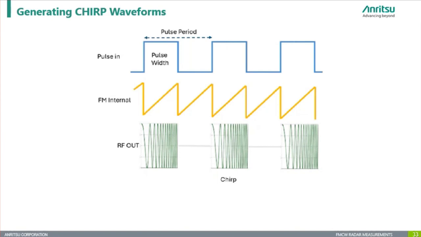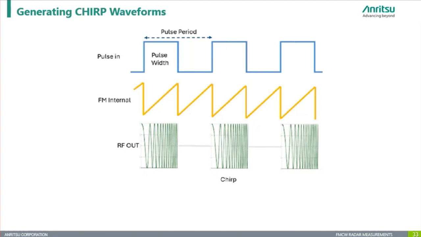modulation. The pulse width defines the duration for which the signal remains on. The pulse period, also known as the pulse repetition interval, determines the time between consecutive pulses. We set the pulse width equal to the desired chirp duration and the pulse period equal to the chirp repetition interval. Step 2. Frequency modulation setup.